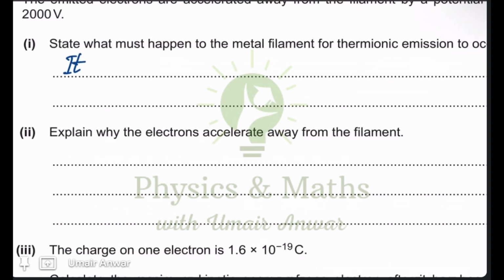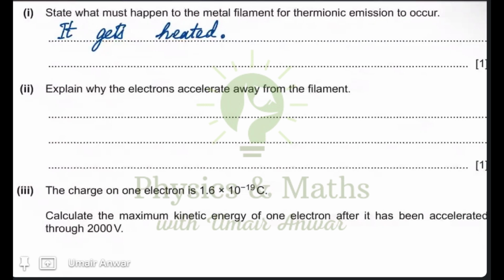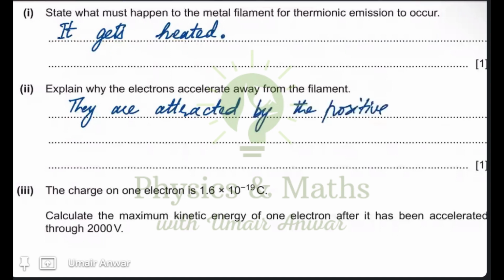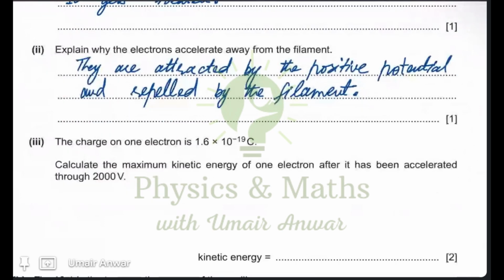So it happens when the filament gets heated, and because of having a higher temperature, electrons start to emit. Explain why the electrons accelerate away from the filament. They are attracted by the positive potential and repelled by the filament because it is at negative potential. So that is why they accelerate away from the filament.